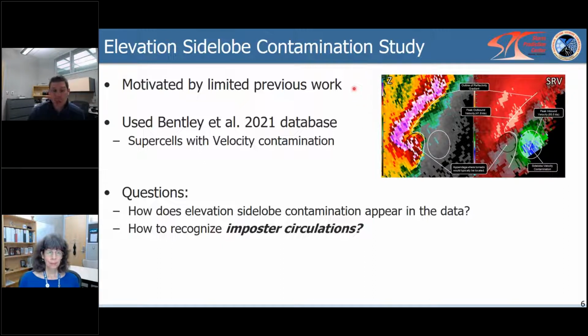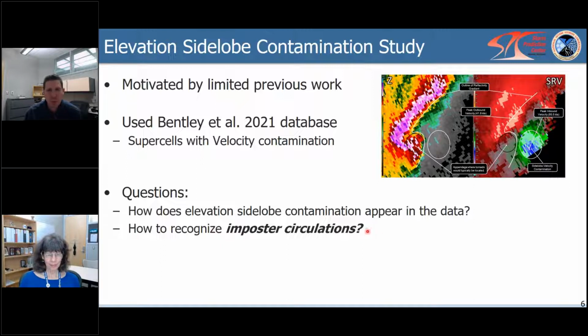So we looked at a lot of those tornado warning supercells that we had in the 2021 database and looked at all the supercells. I shouldn't say all of them, but we looked at a large subset of them with velocity contamination and picked out some of the common themes that we saw. We wanted to see how elevation sidelobe contamination appears in the data, and the answer was in a ton of different ways. It's not simple. There's a bunch of different ways to see it, but we broke it down into some things to look for.